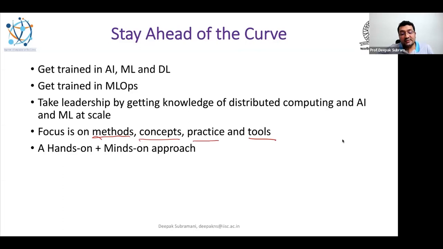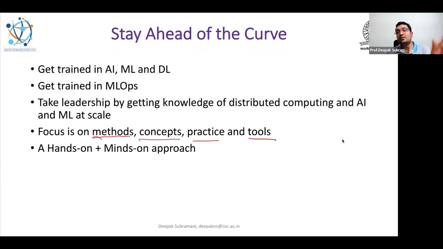So our focus, it's right there on the slide, is on training you with the methods, concepts, and practice using the tools that are available today, and enable you to pick up any tool that might come in the future. The concepts, methods do not change. The principles of MLOps have been around for a long time, so it's nothing new. It's only that AI models capable of being put into production are available now. Our focus is on that.